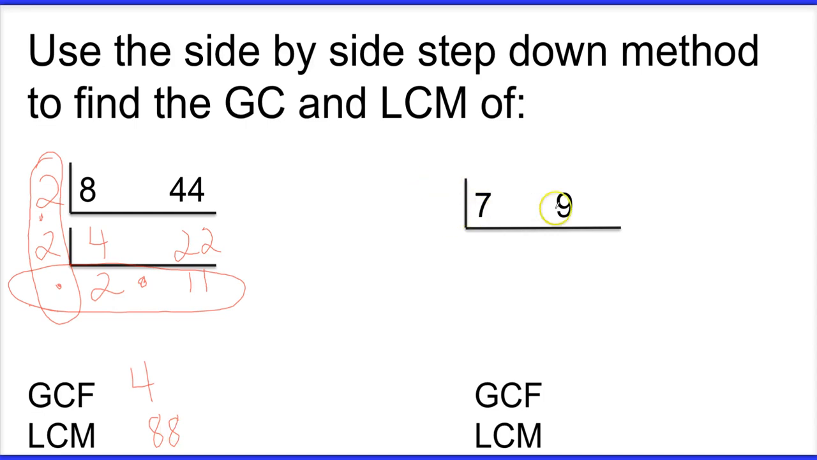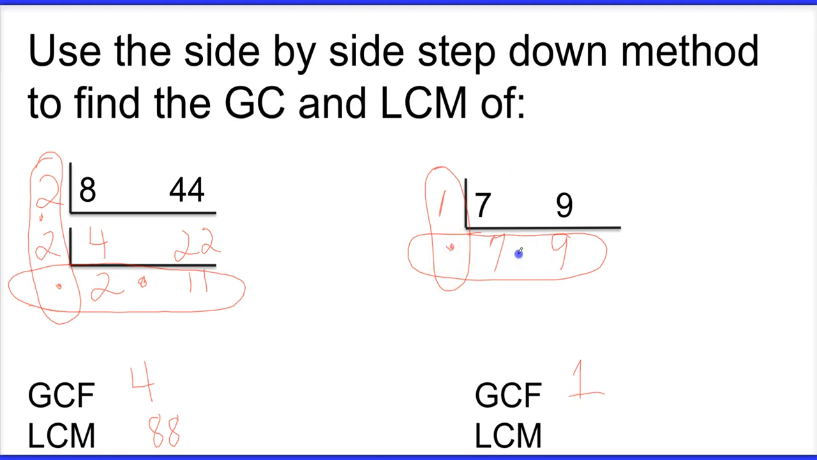Now, let's take a look at 7 and 9. The least prime number that will go into 7 and 9. Well, there isn't one. Is there a factor that will go into 7 and 9? And the factor is 1. 1 would go into 7 7 times. 1 would go into 9 9 times. So now when I'm looking for my greatest common factor, the only common factor I have is 1. So my greatest common factor for 7 and 9 is 1.